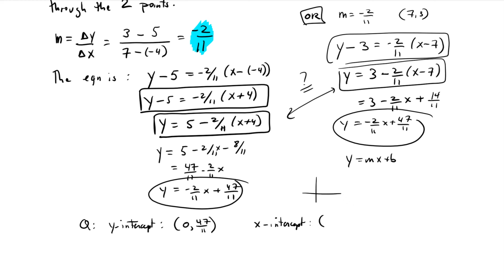X-intercept is where we intercept the x-axis. So that's when y is 0. So I need to replace y by 0. In that case, I need to work it a little bit. So when y equals 0, 0 is minus 2 over 11x plus 47 over 11. I can get rid of the division by 11 by just multiplying by 11 on both sides. And solving for x, what does that give me? 2x is 47, so x is 47 halves. That's my x-intercept.